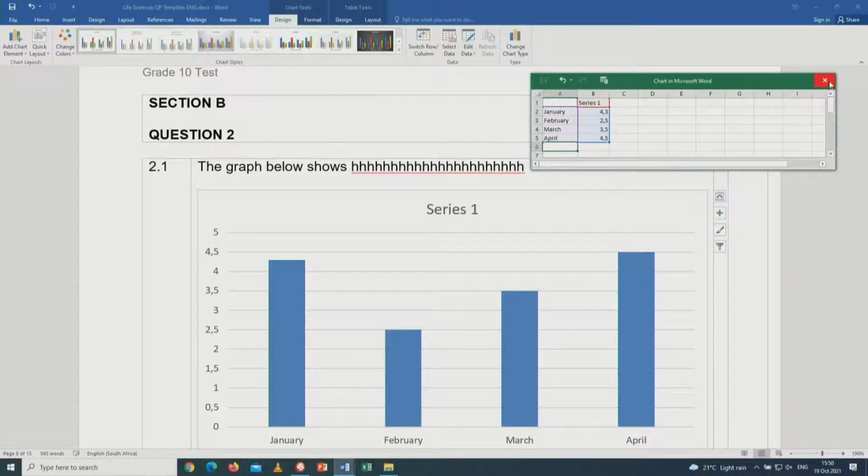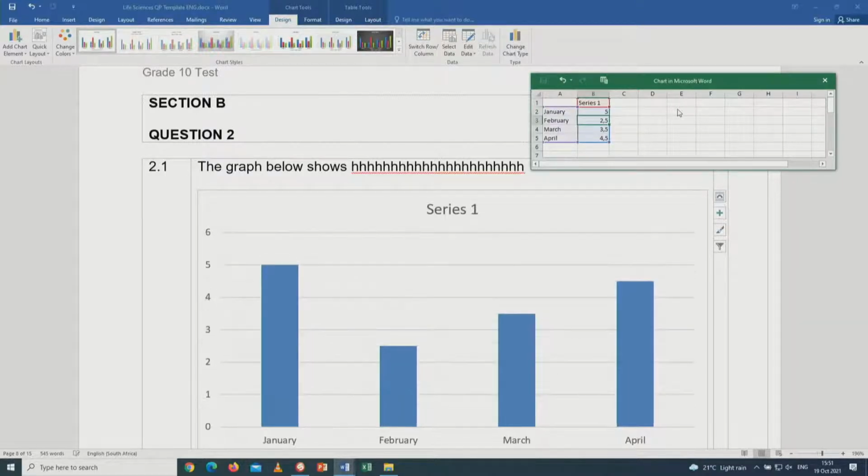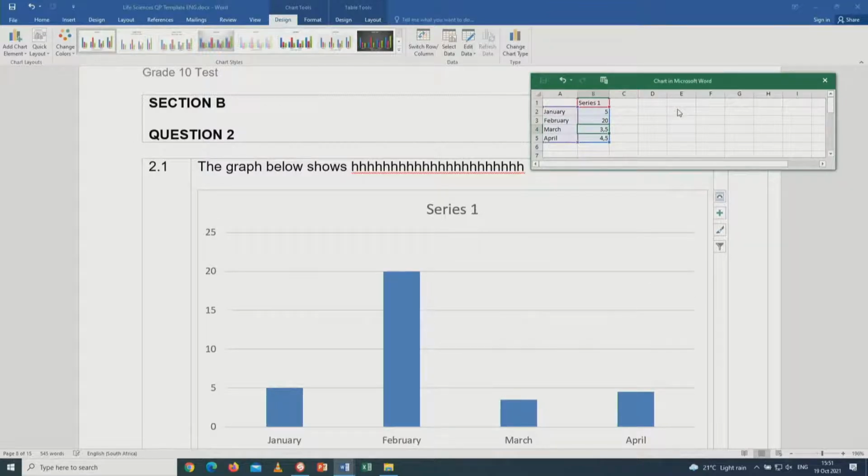When I close that, I'm not going to do it now. You can come back by editing your data. But when I close that, my graph is in my paper. And then let's say, forget about the titles, the X and Y axis titles. Let's say this is rainfall. In January, there was only 5 millimeters of rain. Look what the graph is doing. Then in February, there was 20 millimeters of rain. And then in March, there was 15. And in April, there was again only 9 millimeters of rain.